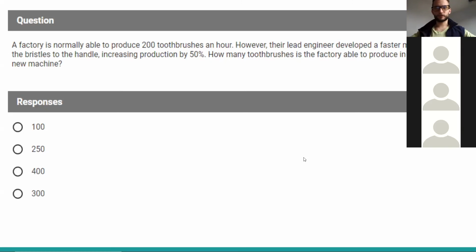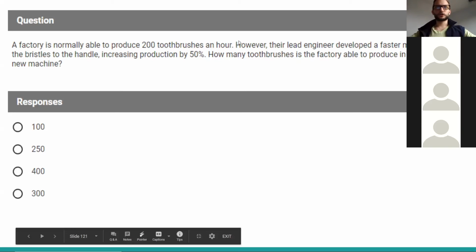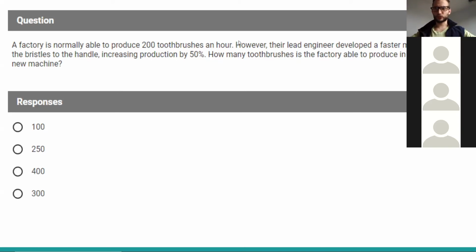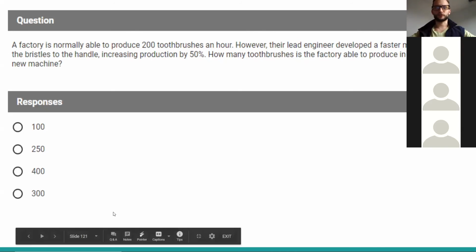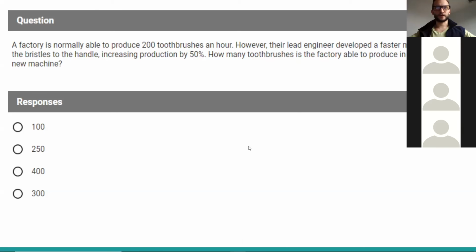All right, perfect. Looks like everyone got this one correct. So 200 is how much we started with. You take 50% of 200, that's 100. 200 plus 100 is 300. That one's pretty straightforward. No issues with that there. All right, let's take a look at the next one.